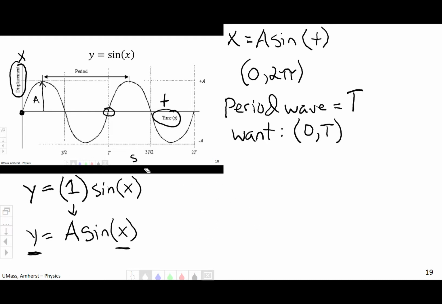However, there is a rather simple modification that we can do. How about we do this? Let's think about this. What does the time variable over the period represent? Essentially, this is a fraction of the period.